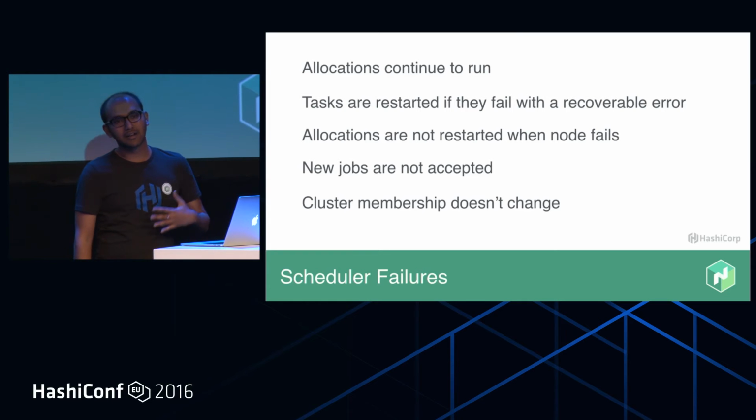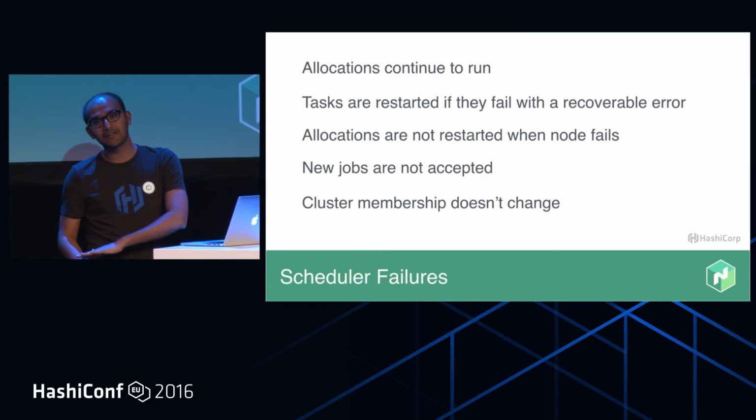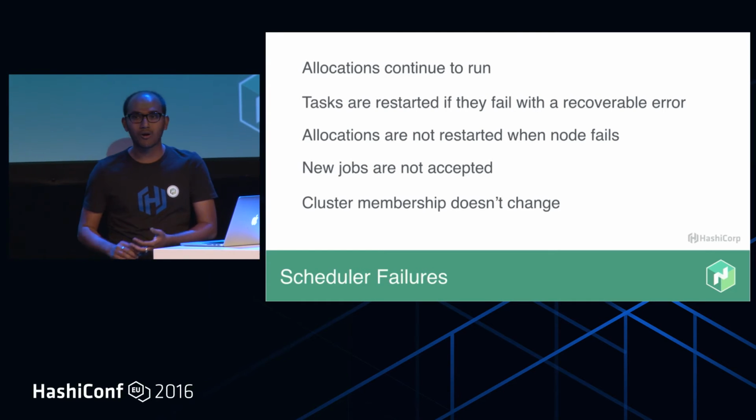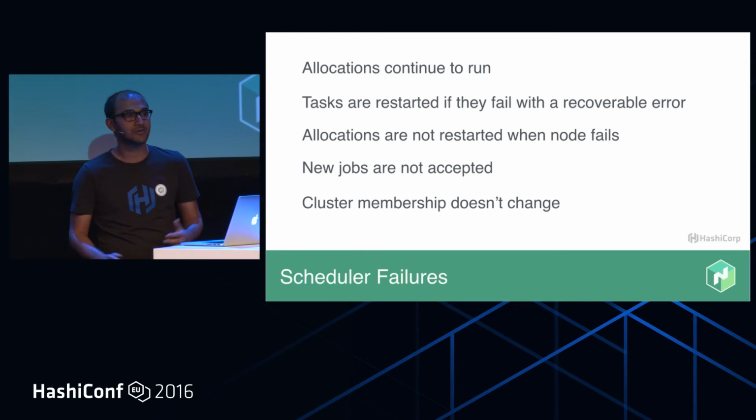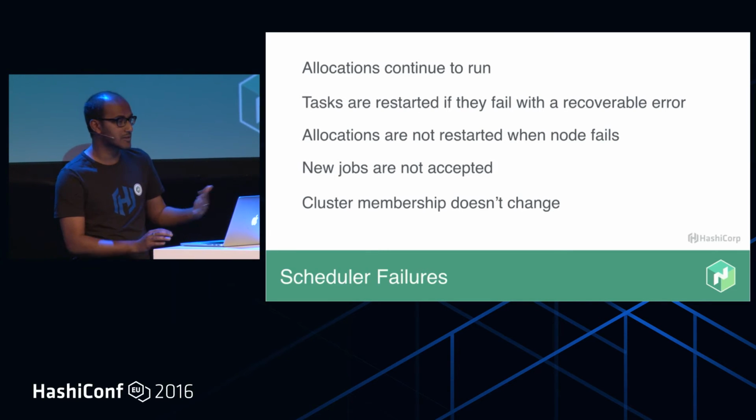So until and unless the scheduler is back online and working properly, you will not be able to scale out or submit new jobs, but your existing network topology is going to be fine. Existing jobs are going to keep running.